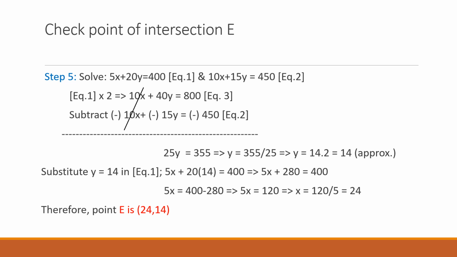Subtract equation 2 from equation 3, and on subtracting we get 25y = 355, and the y value generated is 14.2. We can approximate the value as 14. Substitute y = 14 in any one equation. I substitute in equation 1, and the answer we get for x is 24. So the point E is (24, 14). This is just to check whether the point that we have plotted is correct.